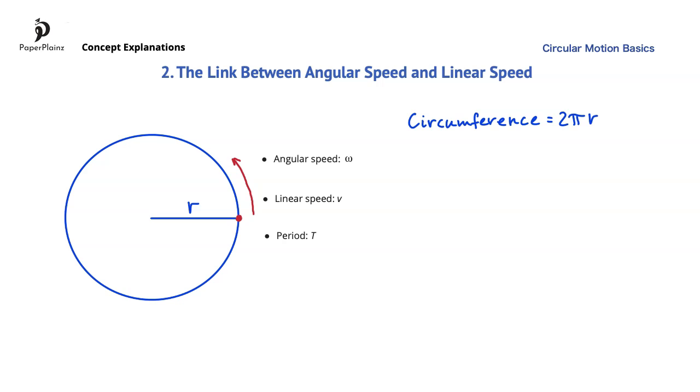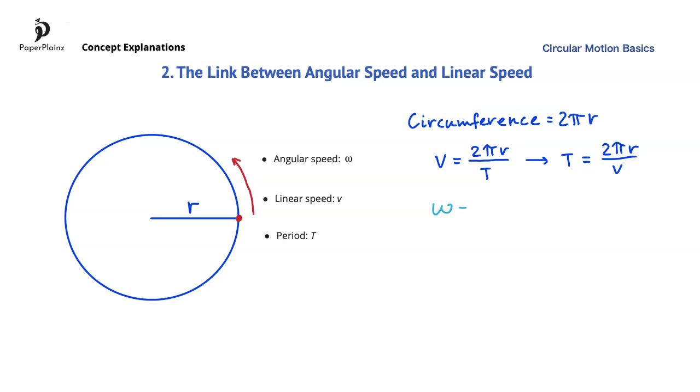The linear speed is equal to distance traveled over time. During the period, the object travels around the circle once, so it covers a distance of 2 pi r. Therefore v is equal to 2 pi r over T. Rearranging this equation, we get that T is equal to 2 pi r over v.